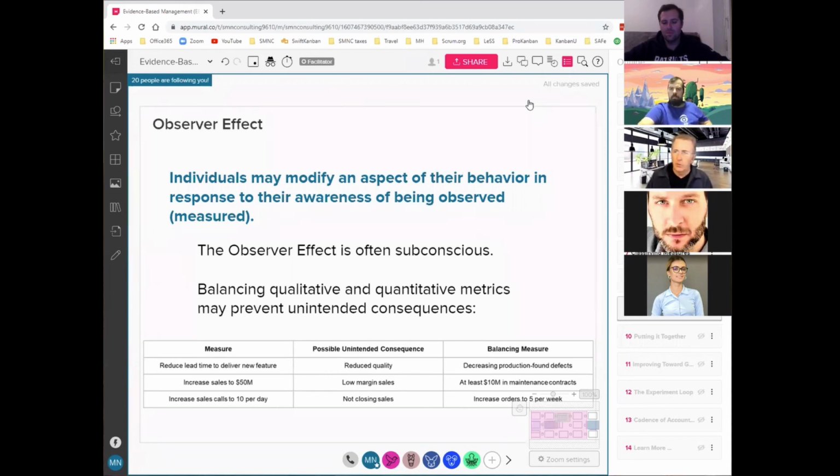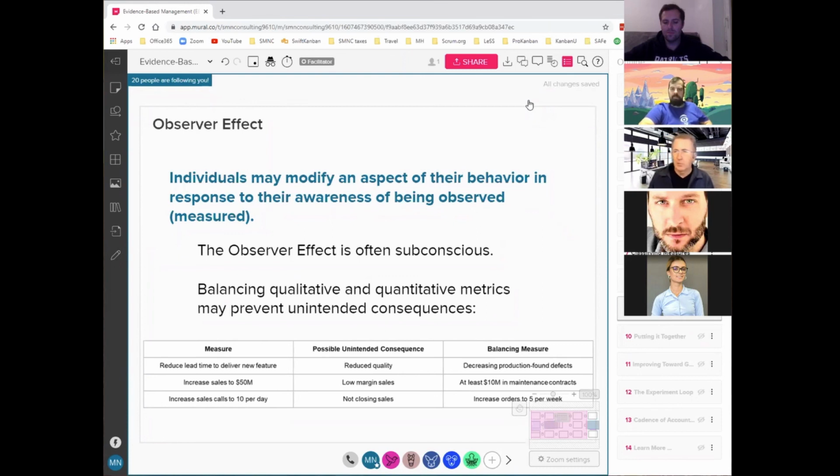The people that notice we're measuring lead time might say, well, they must want us to be faster. So let's skip some steps. We don't really need to do that test. That's good enough. Let's just get it to the customer. That'll shrink our lead time. And it will, but that's not what we wanted.